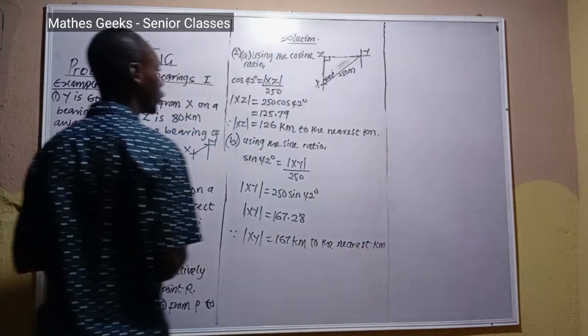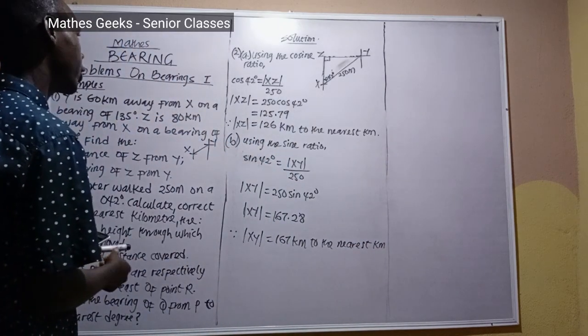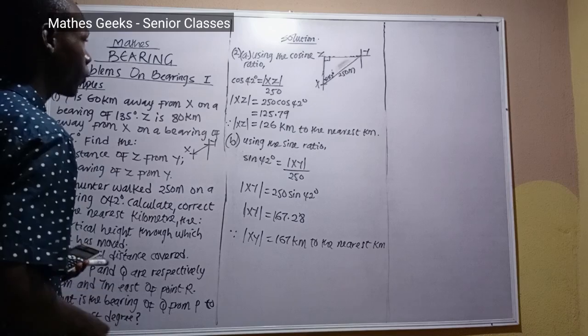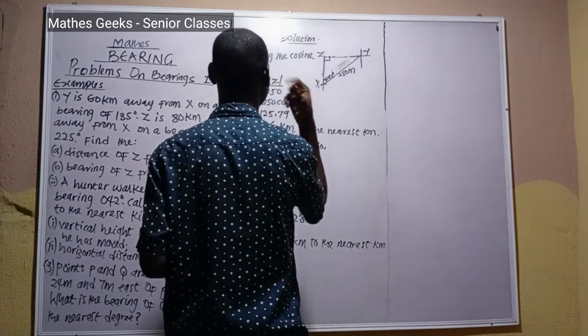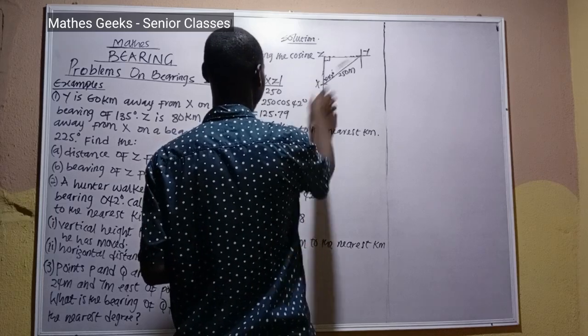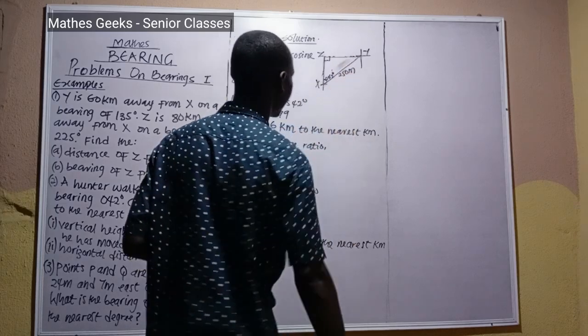So what you observe is that the question directly tells you what to do; let your analysis direct you. Here I did not use the sine or cosine rule because it's not necessary. What is necessary here is just the sine ratio. So let it direct you.